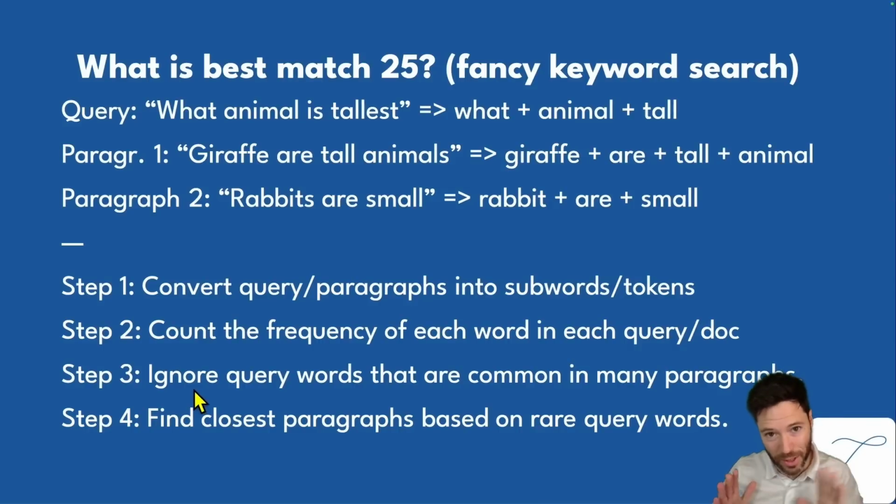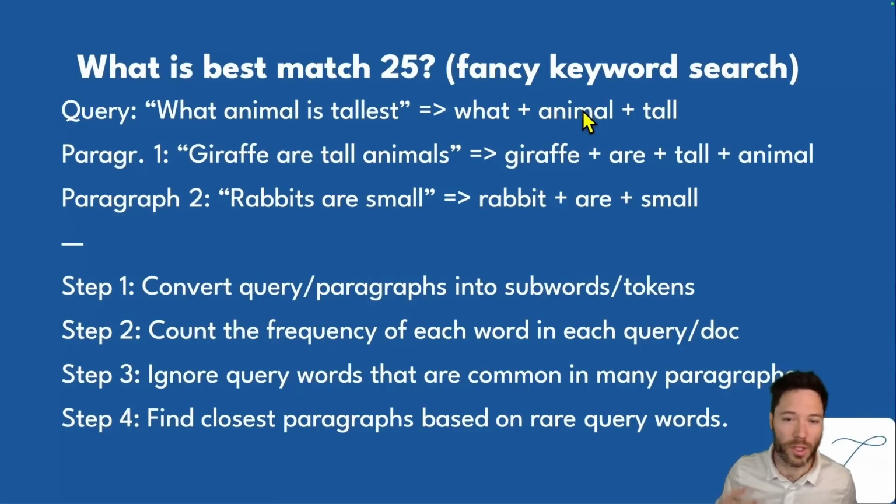Then, very loosely, the formula for BM25 will ignore words that are very common everywhere. So for example, the word "are" is present in these two paragraphs, so that's going to be common. Sorry, "are" is a bad example, because what it will think of is the query words. So here, if I look at the query, I've got what, animal, and tall. Maybe "what" is appearing a lot in tons of documents, so it's not very useful to see if the word "what" appears in a given document. It's just too common. We're much more interested in whether these specific words appear.